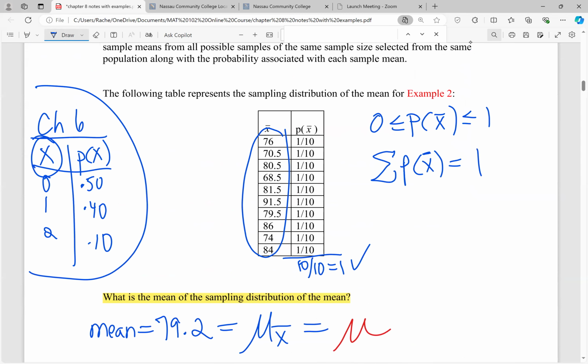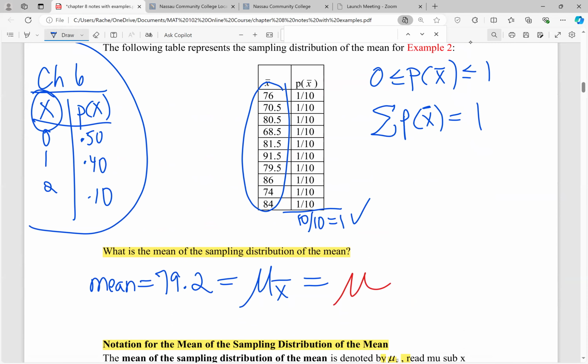So we'll stop here, and in the next lecture, we'll pick up where we left off, and we'll talk about calculating mu sub x bar and sigma sub x bar and their significance.